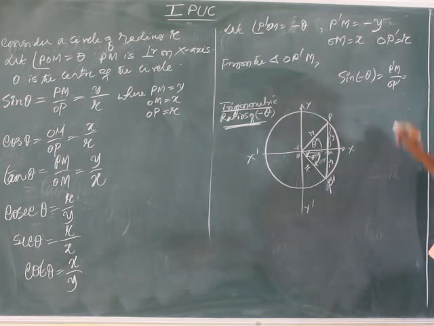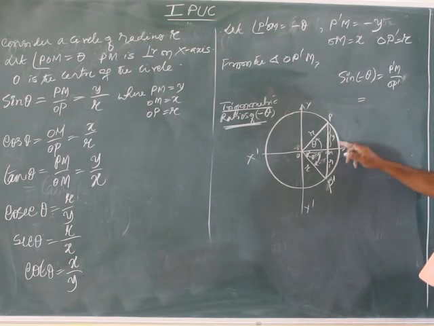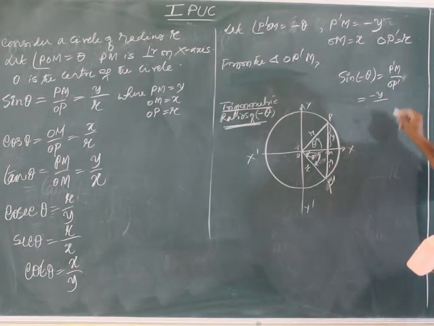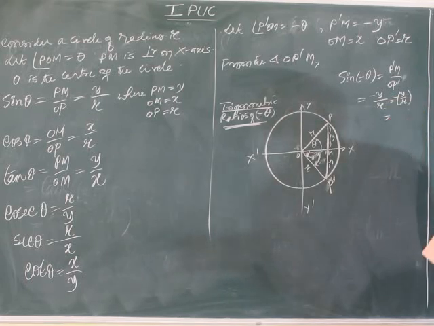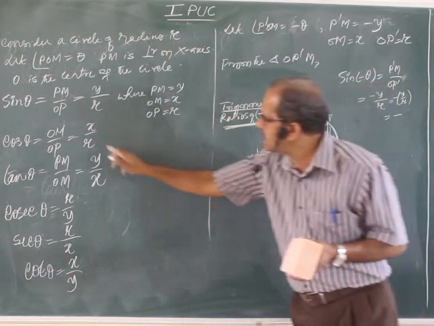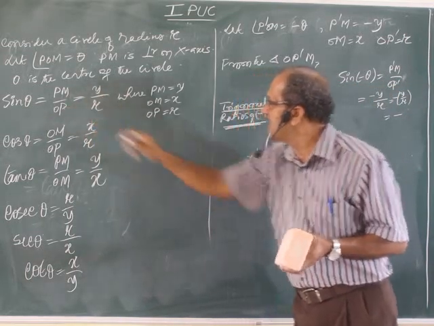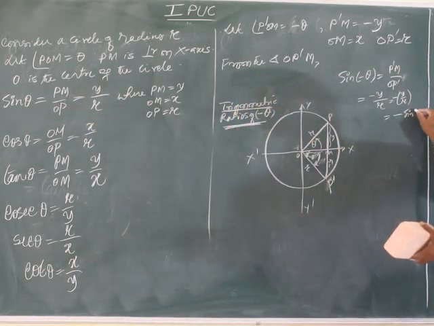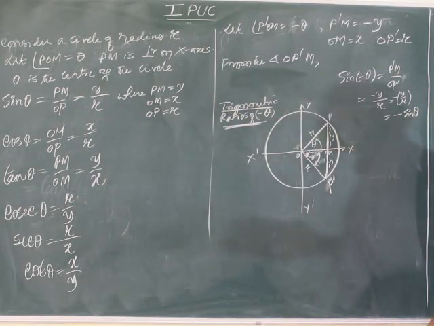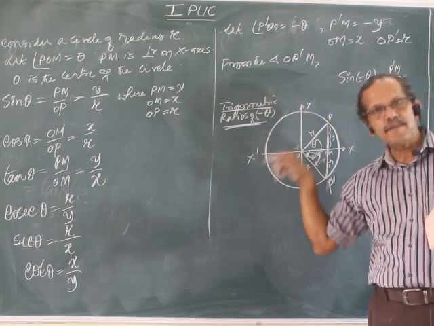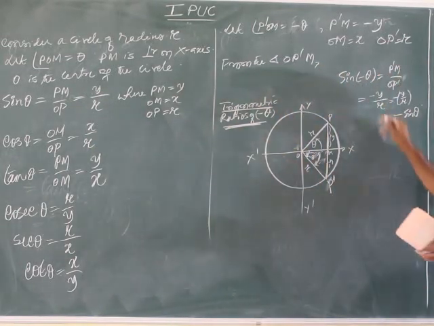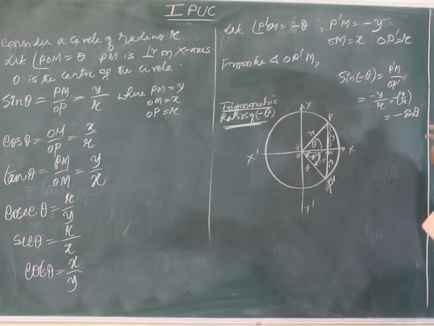Which is equal to P dash M, minus Y, by OP dash, which is R. Minus of Y by R, we know already, Y by R is sin theta. Again, going back to this relation between trigonometry ratio of theta and minus theta I am writing here: sine of minus theta is minus sin theta.